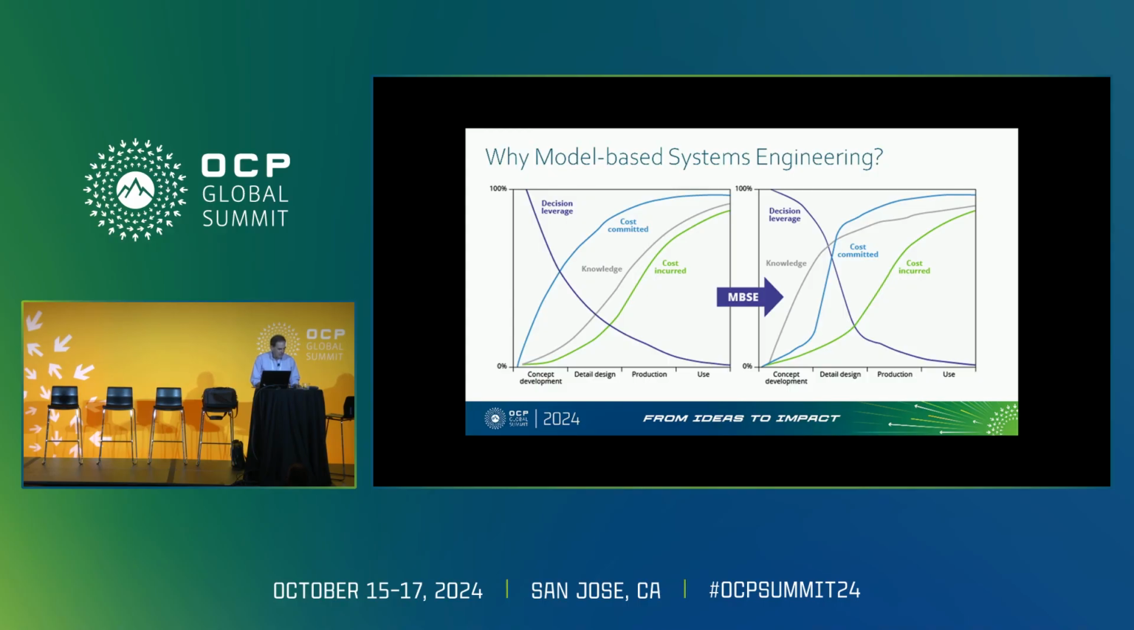Practitioners of model-based approaches claim many benefits. A key one is illustrated here: the design knowledge, that's the gray curve on this slide, becomes available earlier to the architect, leading to better key architectural decisions and delayed cost commitments until after those better architectural decisions are made.